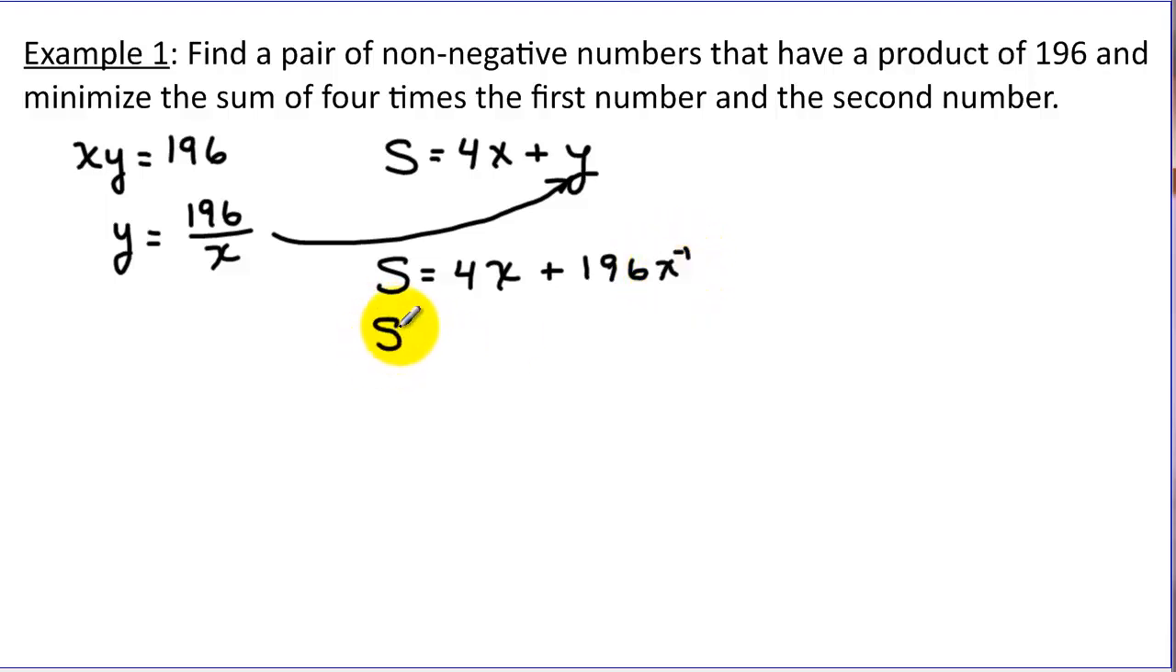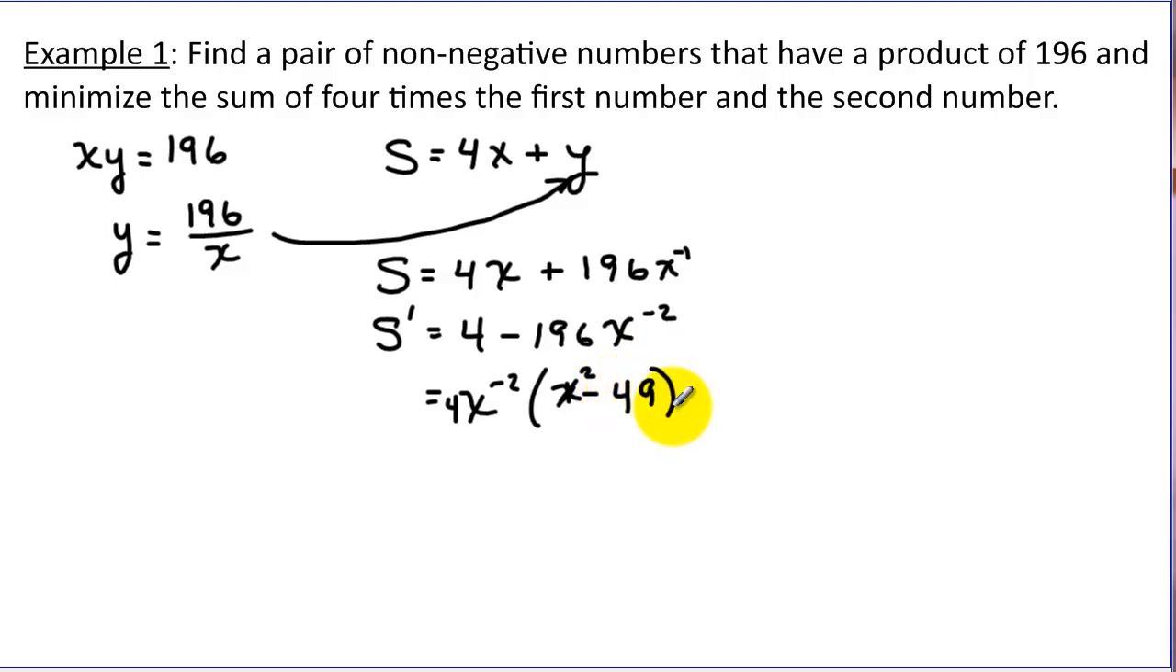So now we want to find our derivative, S prime, using our basic derivative rule. So we've got 4, and then the power rule here, 196 x to the negative 2. Now I'm going to factor out an x to the negative 2 and a 4. And we get, I'm sorry, that's not going to be 1, that's going to be x squared minus 49. And I'm going to rewrite that without the negative exponents.